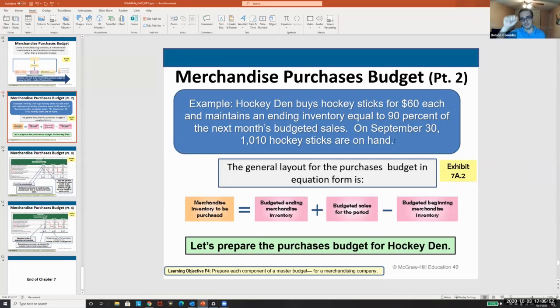We know how many hockey sticks we had on hand at the end, and the general layout for the purchases budget will be as follows. So again, it's always really simple. We have an addition, we have some subtraction. We add whatever was in the ending inventory, and we subtract whatever was in our beginning, and we get our budgeted sales for the period. So merchandise inventory to be purchased is equal to the budgeted ending merchandise inventory plus budgeted sales minus the budgeted beginning inventory. So think about it.